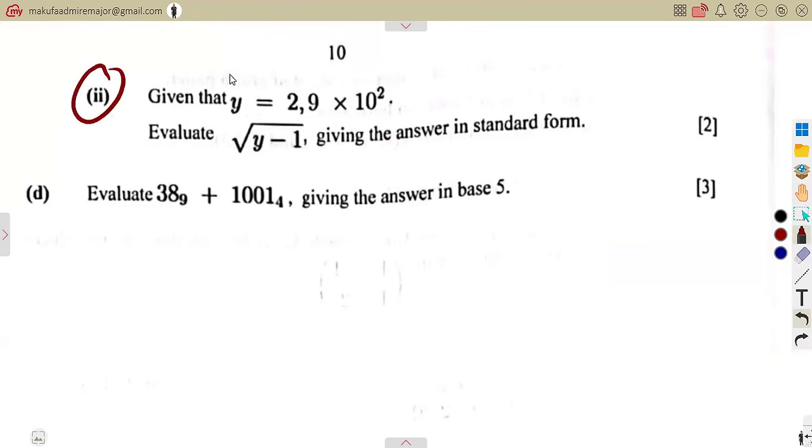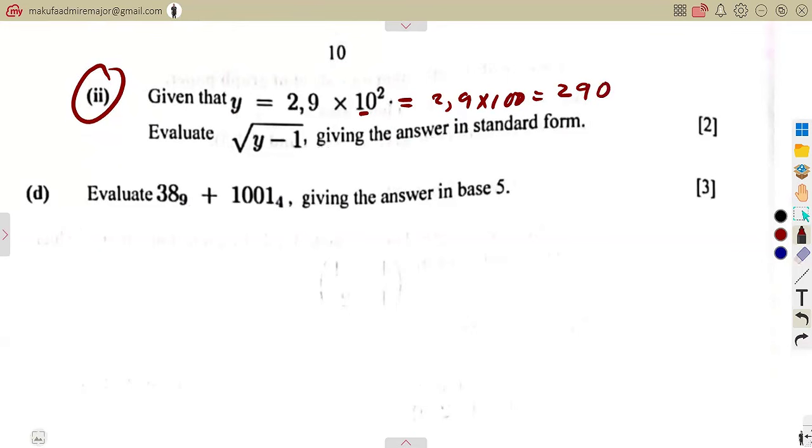Item 2, given that y is 2,9 times 10 to the power of 2. Evaluate the square root of y minus 1, giving your answer in standard form. So 2,9 times 10 to the power 2, you can have it in ordinary form. Remember, this is 100. Just 2,9 times 100, which is 290. Just move 2 commas to the right.